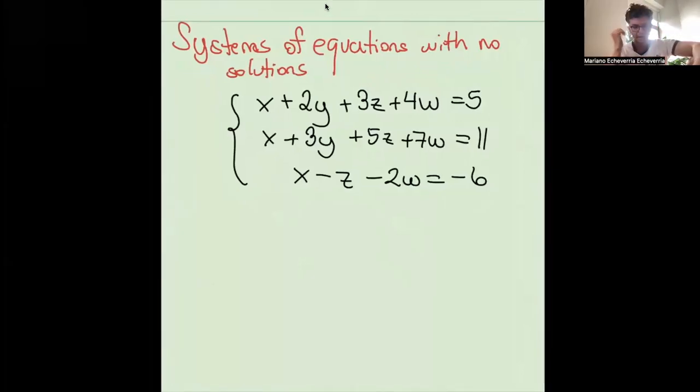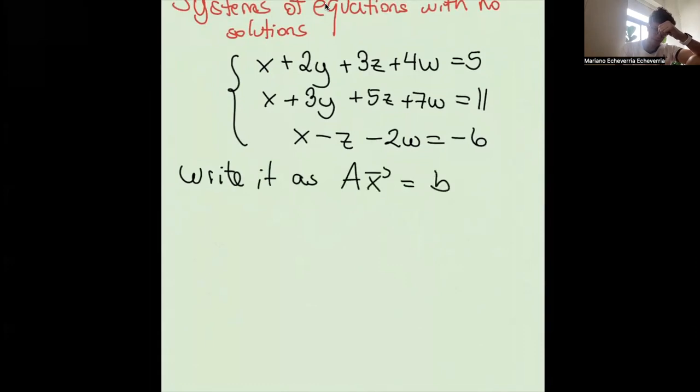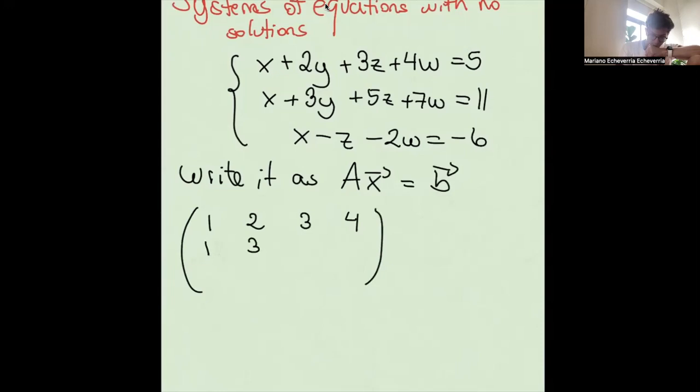So let's say you wanted to solve this. The thing that you always have to do first is to write it in the form Ax equals b. What is the matrix A? The matrix A is just the coefficients that appear on the left-hand side. So the coefficients here are 1, 2, 3, 4, then 1, 3, 5, 7, and then 1, 0, because there's no y in the last equation, and then minus 1, minus 2. Is that making sense, how I got the matrix A?